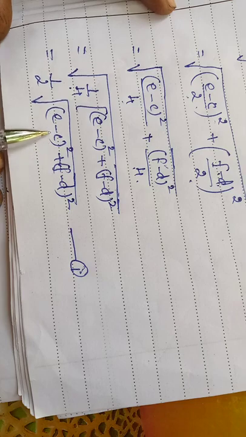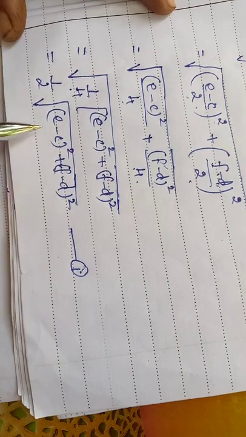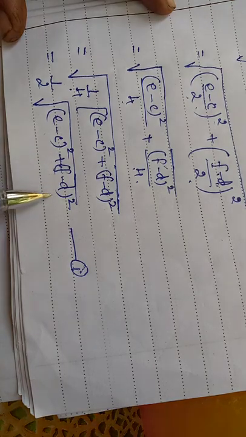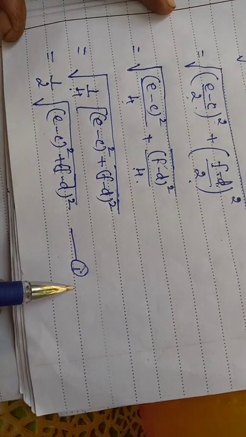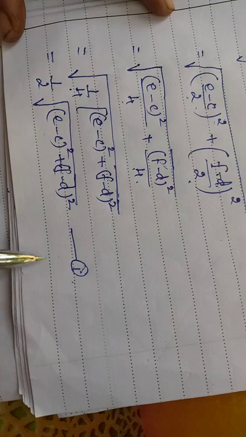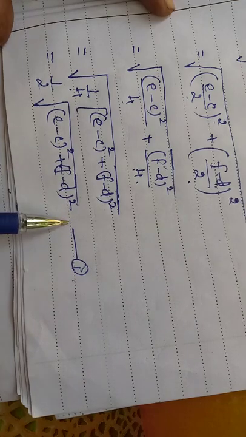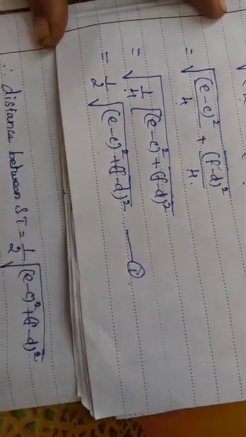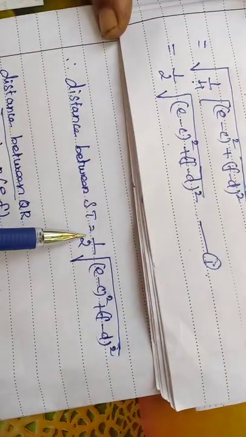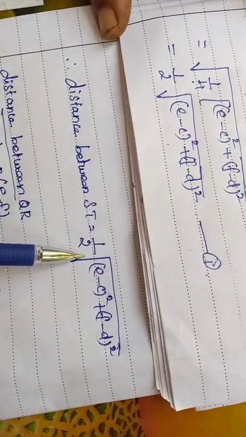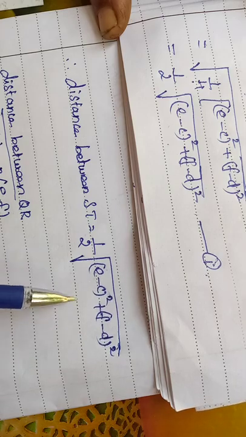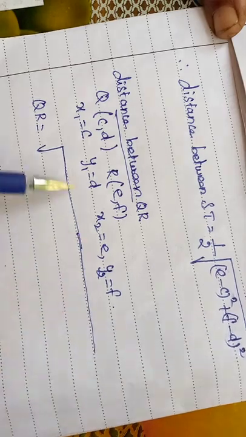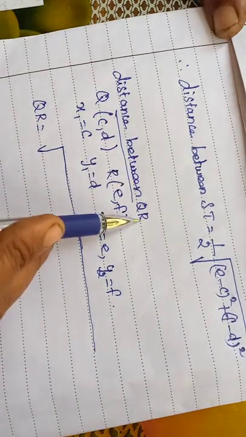Let us take half into square root of E minus C the whole square plus F minus D the whole square as equation number 1. What is it? This is the distance between ST. Therefore, the distance between ST equals half into square root of E minus C the whole square plus F minus D the whole square. Okay, next let us find out the distance between QR.